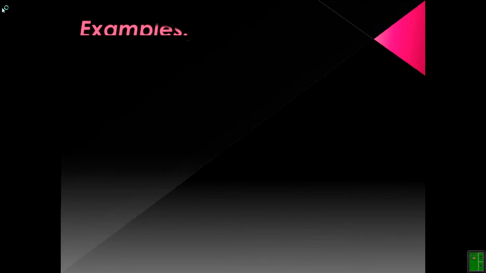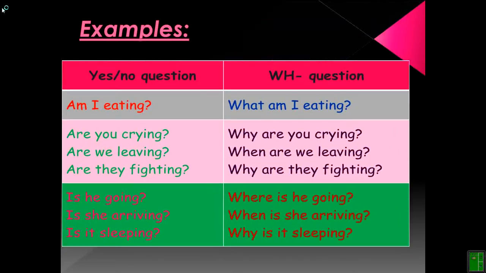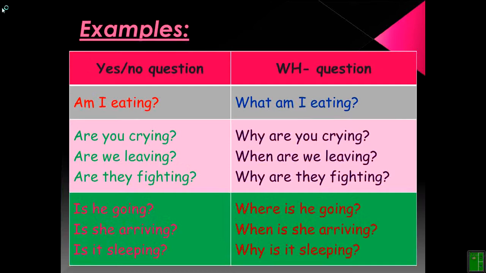Here are some examples for yes/no questions and WH questions. Number 1, am I eating? Number 2, are you crying? Number 3, are we leaving? Number 4, are they fighting? Number 5, is he going? Number 6, is she arriving? Number 7, is it sleeping?